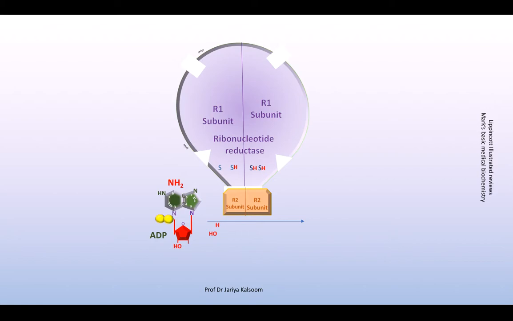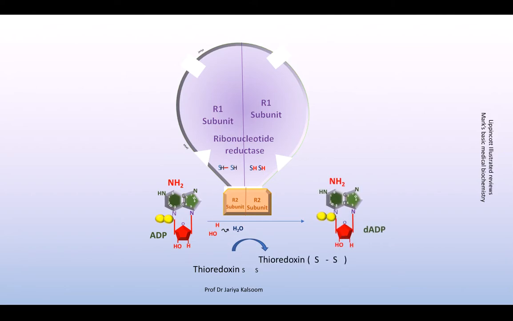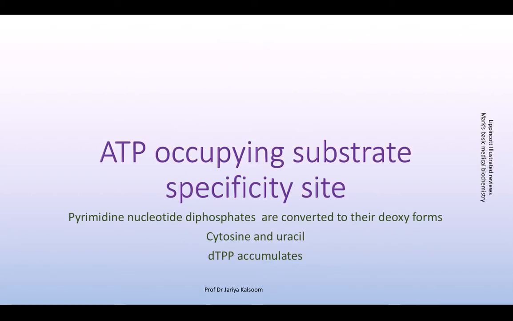So the hydroxyl group on the 2' position is removed and released as water. The 2' position of the sugar moiety is reduced, and in this process the sulfhydryl groups were oxidized, which are going to be reduced by the thioredoxin, and during this process the thioredoxin becomes oxidized, which is going to be reduced by the NADPH coming from the HMP shunt. So this cycle continues on, and you can appreciate that the deoxy form of the nucleotide is generated.